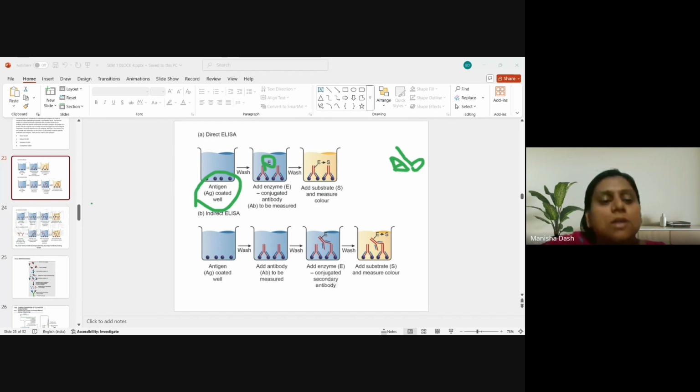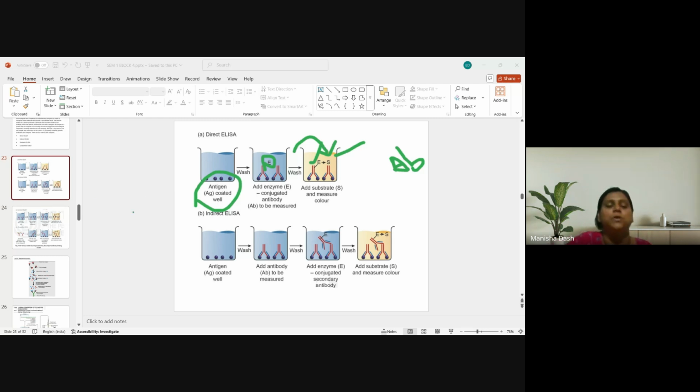If the antibody that you are using is complementary to the antigen, it will go and bind. Then you will add a substrate. The substrate means a compound that will change color due to the activity of the enzyme which is linked on the antibody. So the color change will let you know the concentration of the antigen.